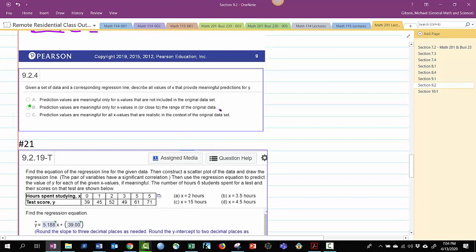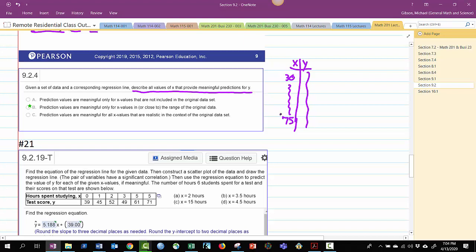By the way, let's talk about one other thing here. Let's look at this question. Given a set of data and a corresponding regression line, describe all values of x that provide meaningful predictions for y. So what they're getting at here is you're going to be given some data values, some x's and some y's. So let's just say the smallest x is 30, and you've got a bunch of other ones, and the biggest one is 75. Then it'll give you all the data values matching those up. So, describe all values of x that provide meaningful predictions for y.